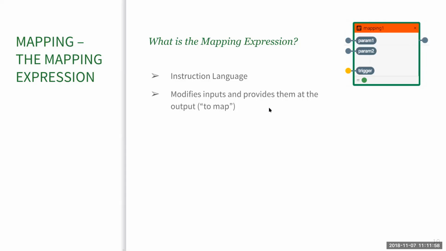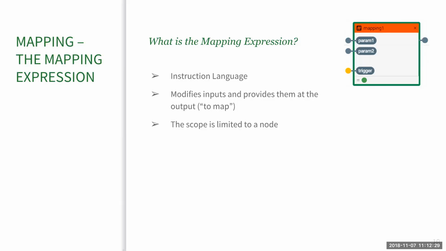And the result of all the operations you write in a mapping expression will be presented at the output port. And because we are using an input to give a specific output, that operation is called to map, and that's where the name mapping expression comes from. It maps an input to an output.